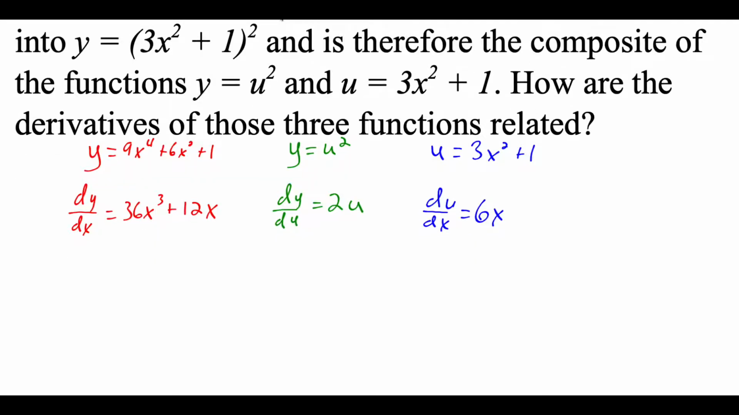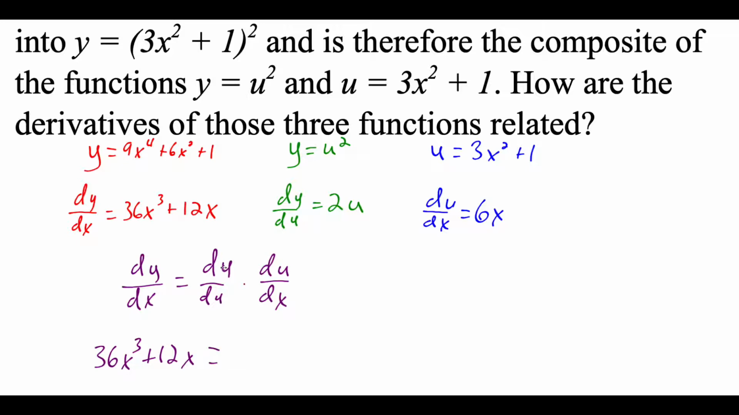Now, if we look for a similar relationship here, on the previous slide, we said that dy/dx should equal dy/du times du/dx. So, based on what we've got, hopefully when we do a little bit of algebra in here, we end up with this relationship happening. So our dy/dx was the 36x cubed plus 12x. dy/du was 2u times our du/dx was 6x.